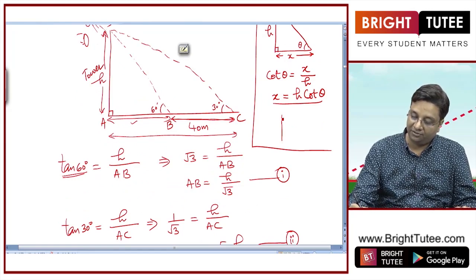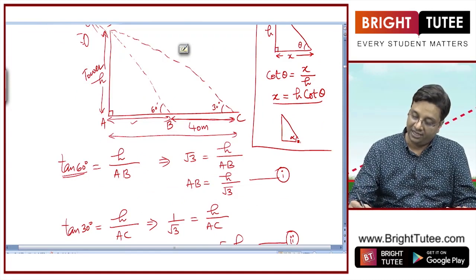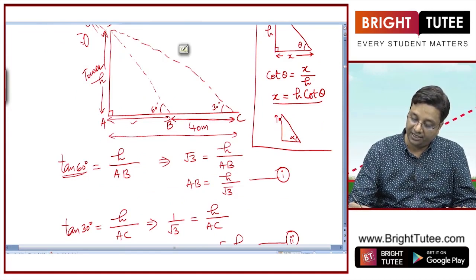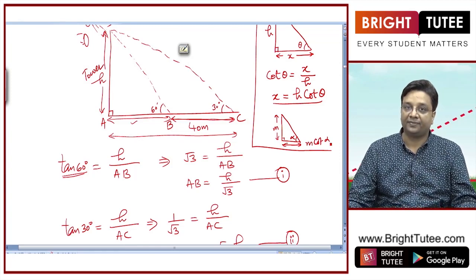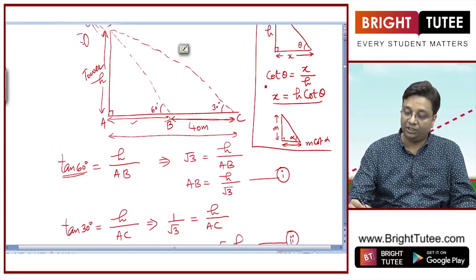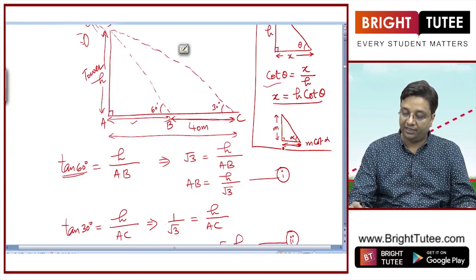You just have to learn that if I have given this angle alpha here, and if I give you this height as, let's say, m, then you can directly say that this length here is m cot alpha, right? And I have used the trigonometric ratio cot theta in it. So this length here is m cot alpha.